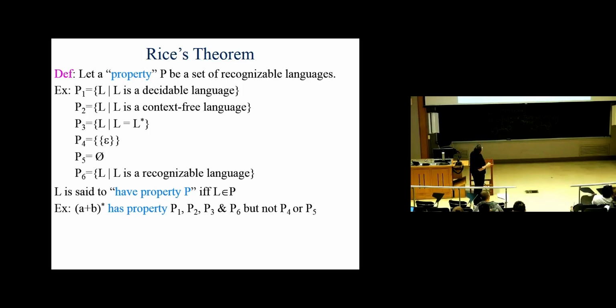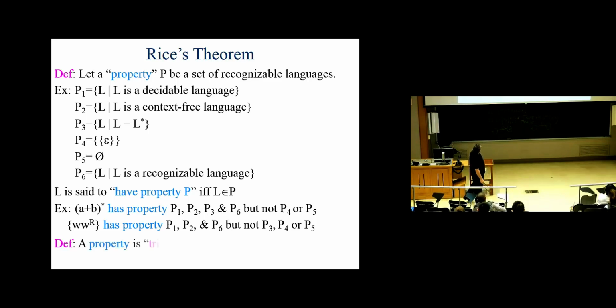Nothing, right? So P6 has that property too. It's recognizable. But it doesn't have property P4, because that's the single trivial language containing only the empty string. And it doesn't have property P5, because P5 is the empty property and it doesn't contain anything, including this language here. Similarly, WWR, the set of all palindromes of even length, has properties P1, P2, and P6, but not P3, P4, P5.